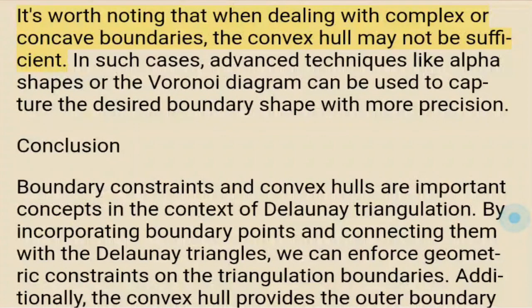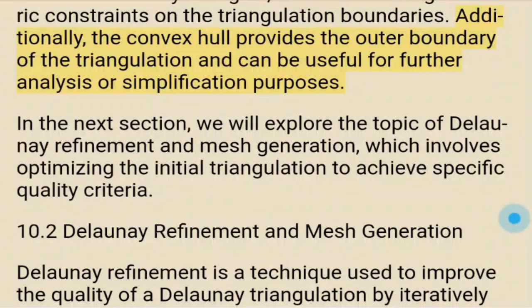It's worth noting that when dealing with complex or concave boundaries, the convex hull may not be sufficient. In such cases, advanced techniques like alpha shapes or the Voronoi diagram can be used to capture the desired boundary shape with more precision. Conclusion. Boundary constraints and convex hulls are important concepts in the context of Delaunay triangulation. By incorporating boundary points and connecting them with the Delaunay triangles, we can enforce geometric constraints on the triangulation boundaries. Additionally, the convex hull provides the outer boundary of the triangulation and can be useful for further analysis or simplification purposes. In the next section, we will explore the topic of Delaunay refinement and mesh generation, which involves optimizing the initial triangulation to achieve specific quality criteria.